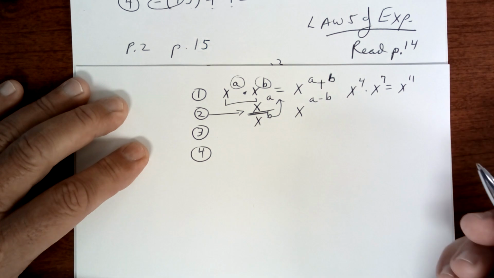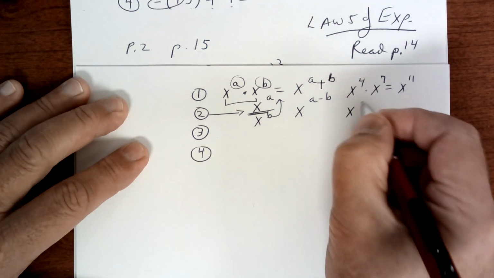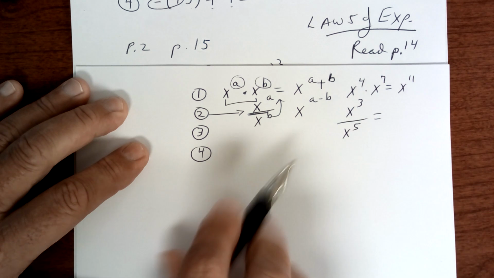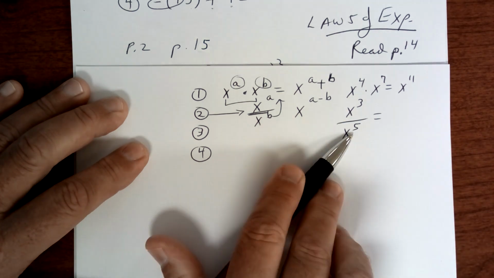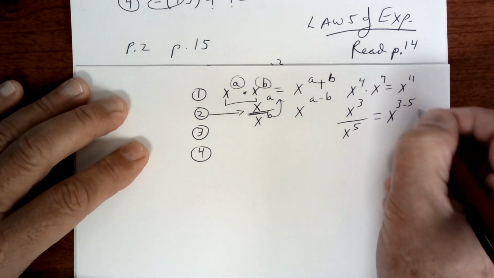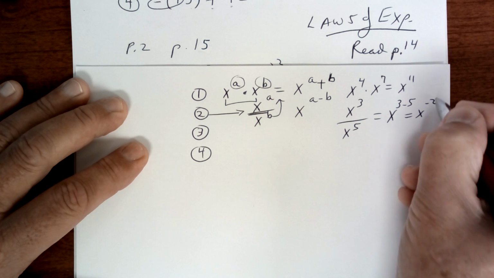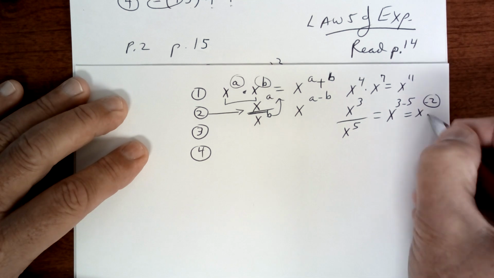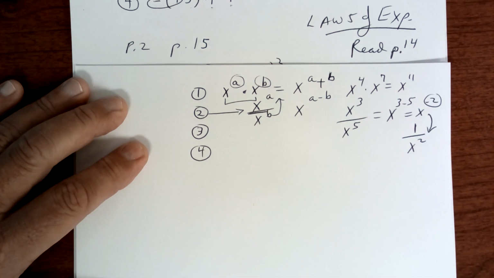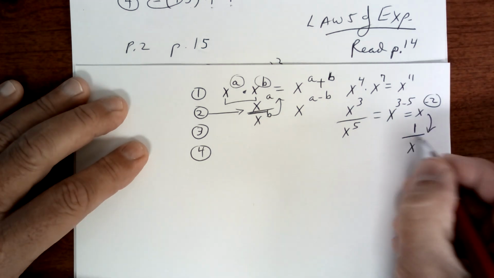So that one would be like x to the 3rd over x to the 5th. You have the same base, and you're dividing. So that's going to be x to the 3 minus 5, which gives you x to the negative 2. Now you're not supposed to have a negative, so you're going to drop this down, and it's going to become 1 over x to the positive 2. Your exponent's supposed to always be positive.